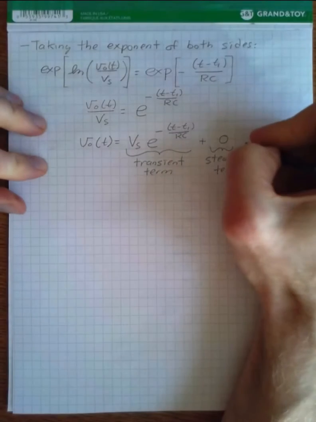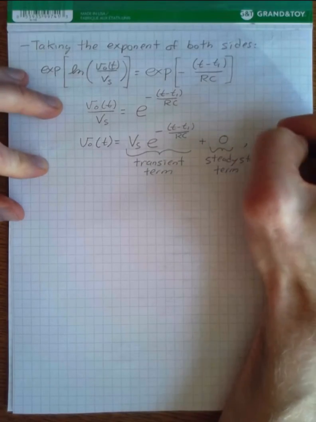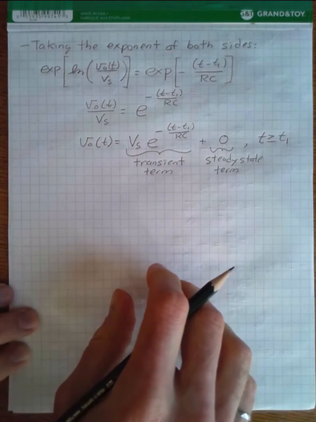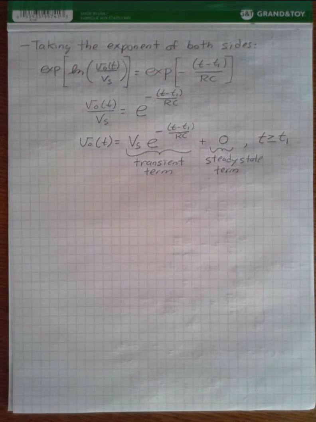And again, remember that this equation is only valid for time values greater than or equal to T1, which is where we switched out our voltage source.